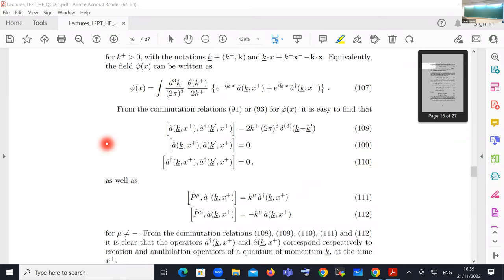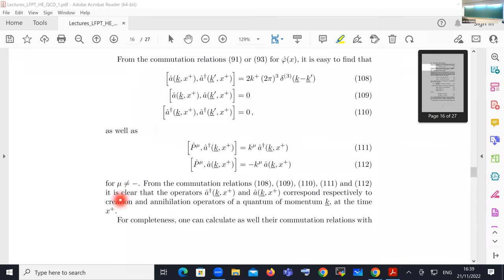And then if you go further and calculate the commutation relation of this with P plus or P perp, the plus component or the transverse component of the momentum operators, you find such a result here. I excluded the minus component because that would be a more complicated result. But for the kinematic components of P mu, which do not depend on the dynamics, so P plus and P perp, that's what we get here.